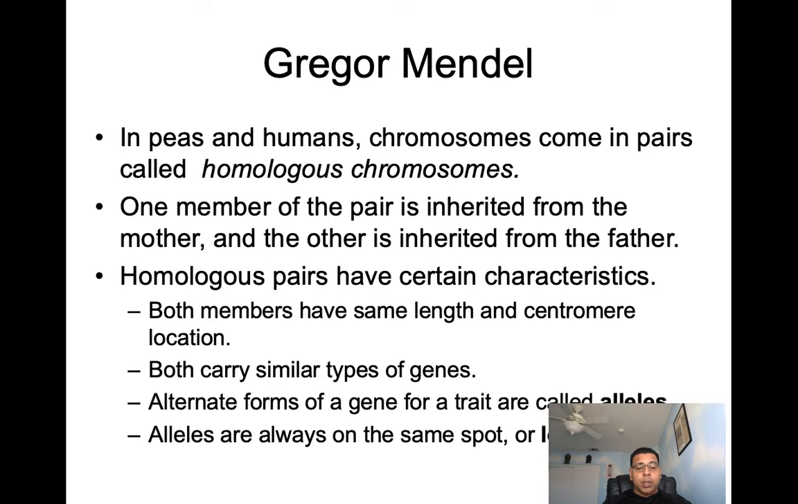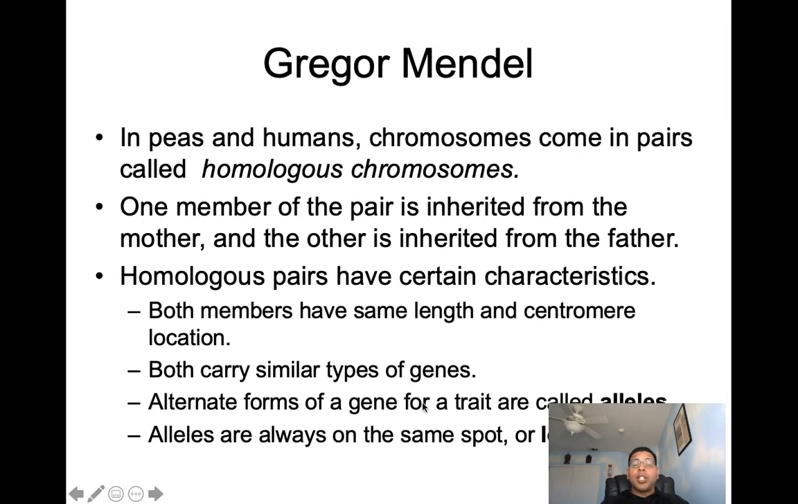Homologous structures are structures that are anatomically similar, and they are inherited from a common ancestor. One member of the pair is inherited from mom, and the other comes from dad. Homologous chromosomes have the same length, the same centromere location, and they are similar in the types of genes that they contain.